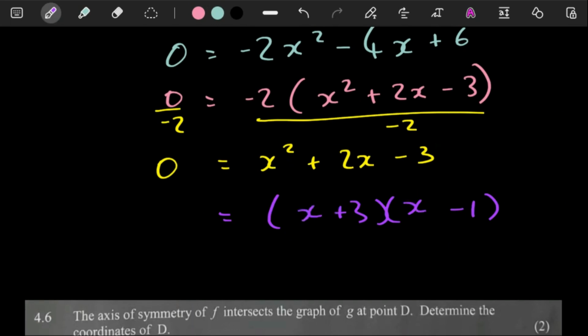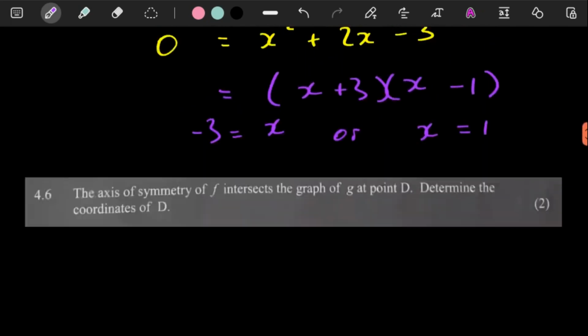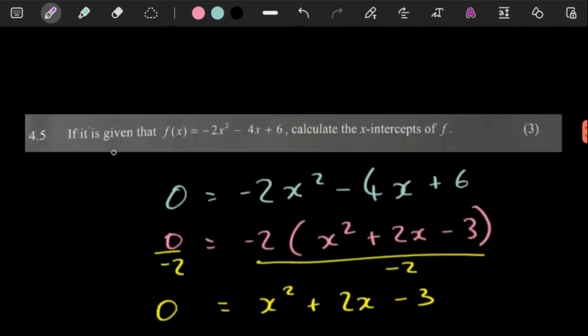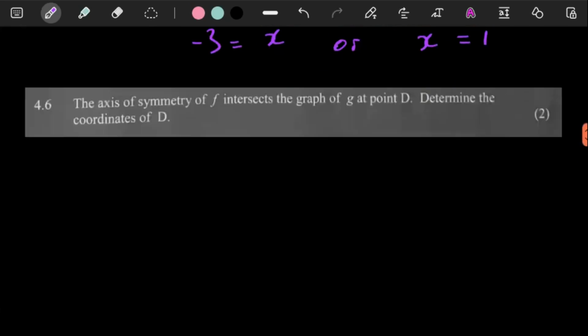And then technically, this is going to give us x is equal to -3, or x is equal to +1. Okay, let us keep it moving. So with the next question, right? Wait, are we done here? Yeah, we just had to calculate the x-intercept. So x-intercepts are actually like, yeah, I think we're done here. Moving on to the next question.